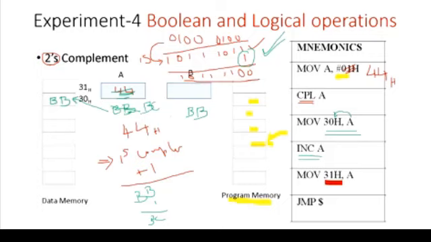And that BC is moved to some register or some memory location. See here. So this content of accumulator is moved to 31H. So what is in accumulator now? BC. This BC is moved to 31H, right? So it will be stored here. So here we'll get BC. This is BC. So this is the procedure for doing the 2's complement of the number.